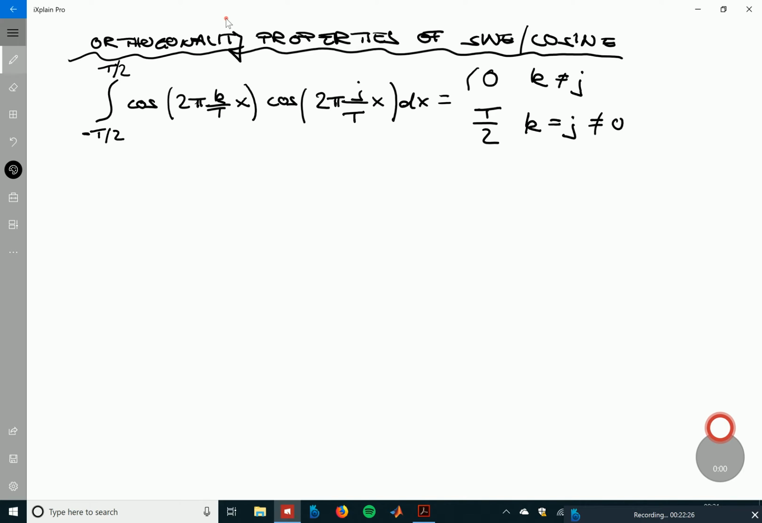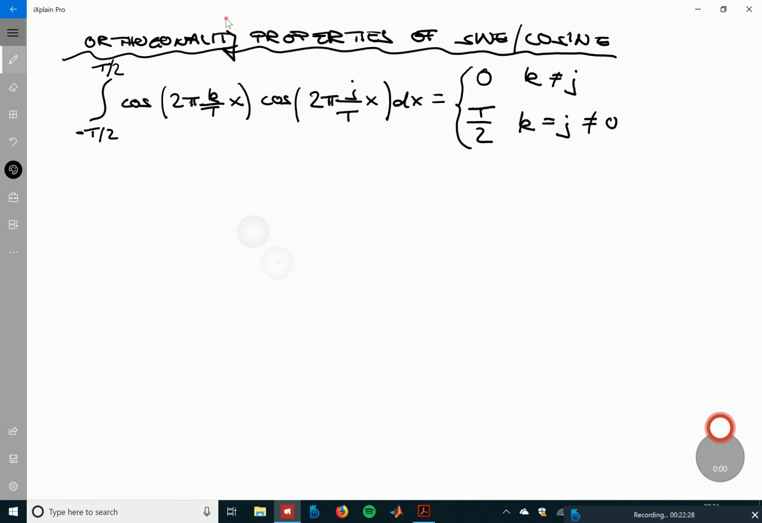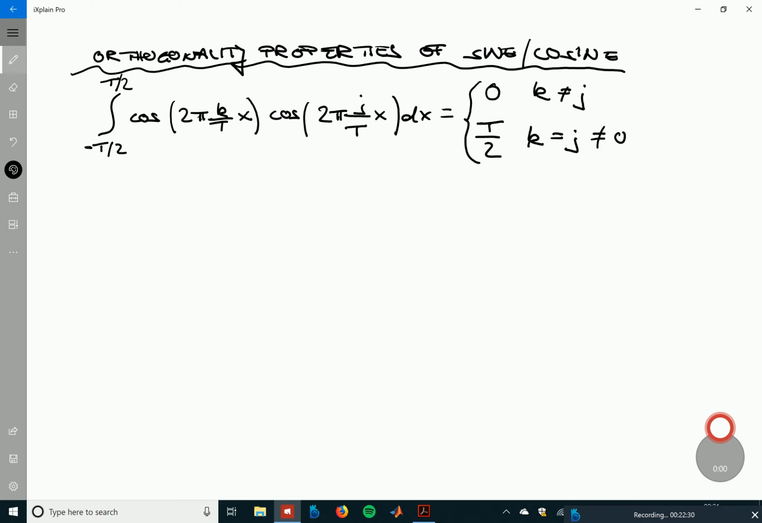So whenever you have two cosines of different circular frequency, this integral comes out 0. If you have them of the same frequency, it comes out T half. If you're a little bit familiar with dot products of vectors and orthogonality, this is of course the same intuition.